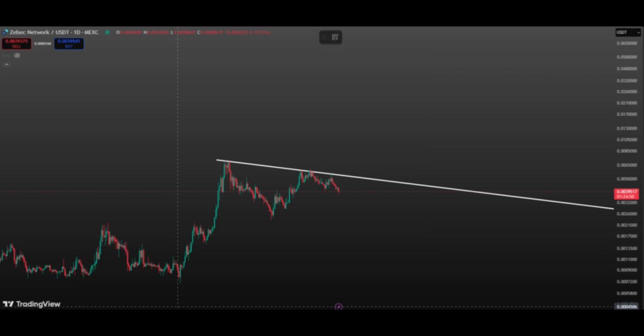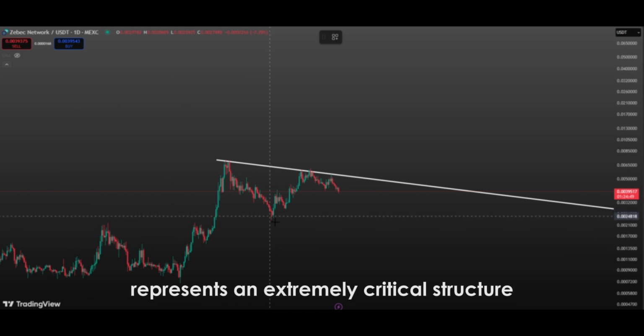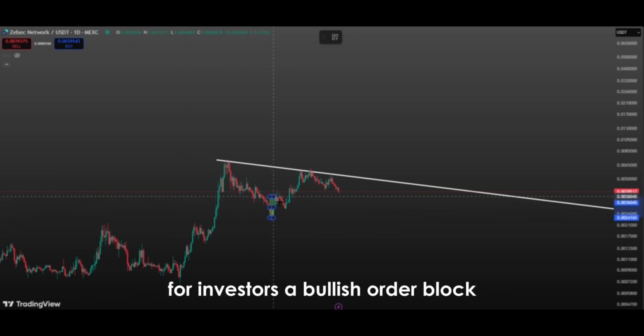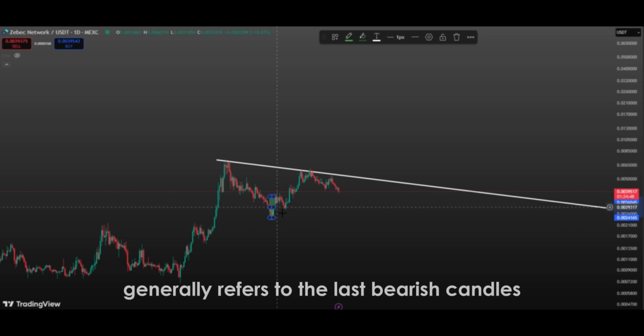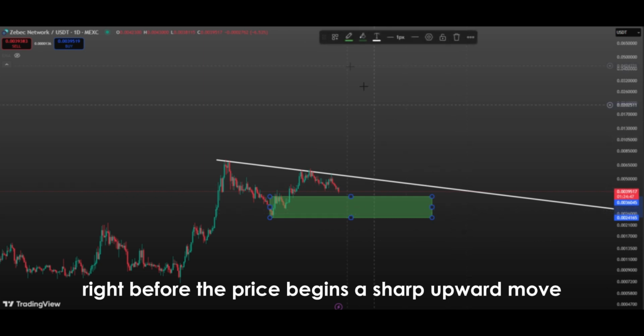Stay tuned. In technical analysis of price movements, the concept of a bullish order block represents an extremely critical structure for investors. A bullish order block generally refers to the last bearish candles or the consolidation zone right before the price begins a sharp upward move.